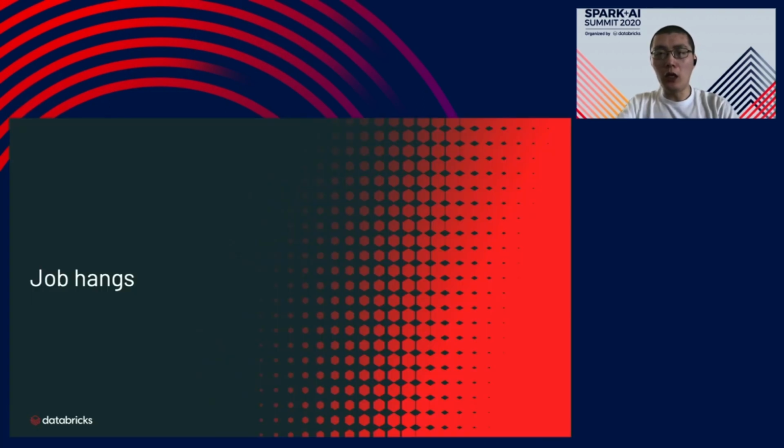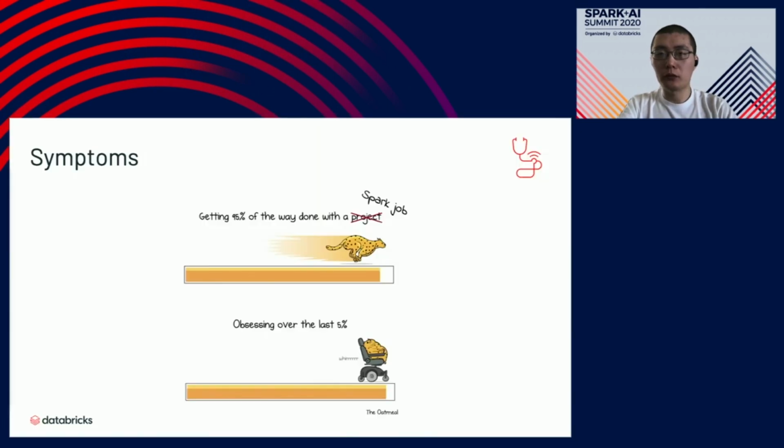Next, I'm going to share another kind of issue that happens commonly, which is a job hang. The symptom of job hangs is quite annoying. Sometimes you can observe that one job finishes very fast for the first 90% or 95% of the whole progress. However, for the last 5%, maybe just one or two tasks, it is stuck there almost forever.